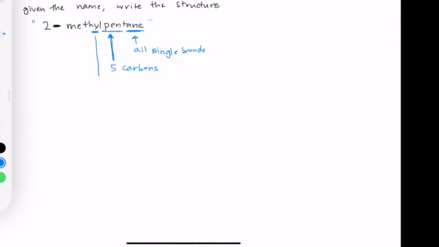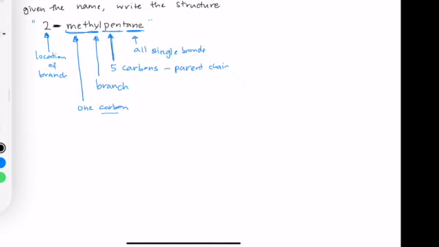YL is when you have a branch, and the length of that branch is what is attached to it, which is meth. So meth means 1 carbon. This number 2 is the location of the branch. And so then putting this all together, you're given the location of the branch, you know the length of the branch is 1 carbon, you know that the parent chain is 5 carbons, and that there are all single bonds.